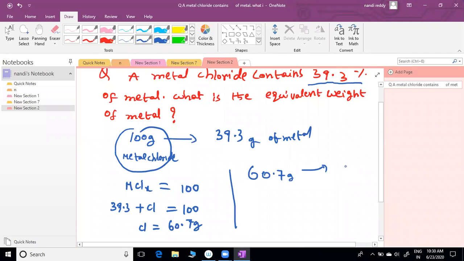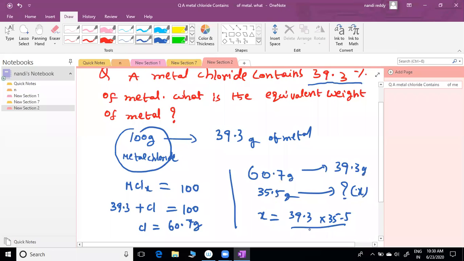13.3 grams. But our definition is 35.5 grams of chlorine combines with metal, that is equal to the equivalent weight of metal. So X equals 39.3 into 35.5 by 60.7. By solving, X equals approximately 23 grams.